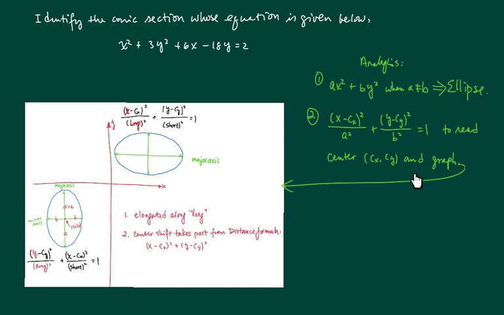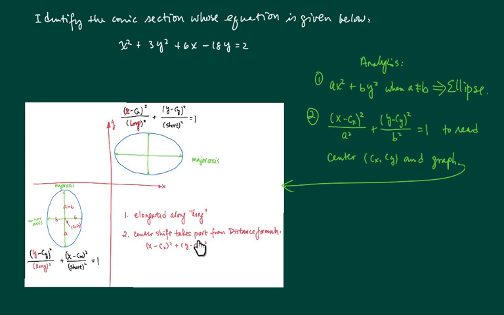Now, before we can graph this, let's do a quick analysis on the ellipse. An ellipse is elongated along a direction, and the direction of its elongation depends on which number is larger in the denominator. If the x squared term is divided by a larger number, then it's elongated along the x-axis, and if the number divided in the denominator of the y term is larger, the elongation is along the y-axis.